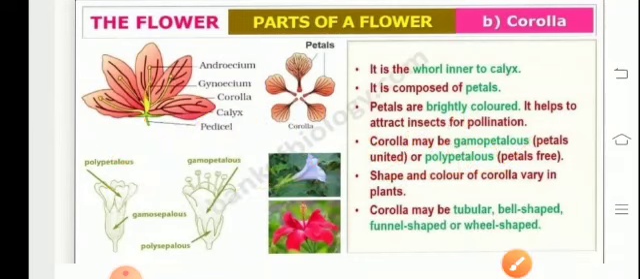So in this module, we had a detailed discussion on the classification of the flower on the basis of insertion of floral leaves.